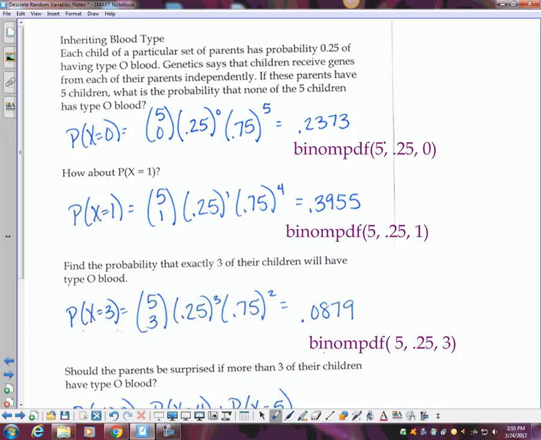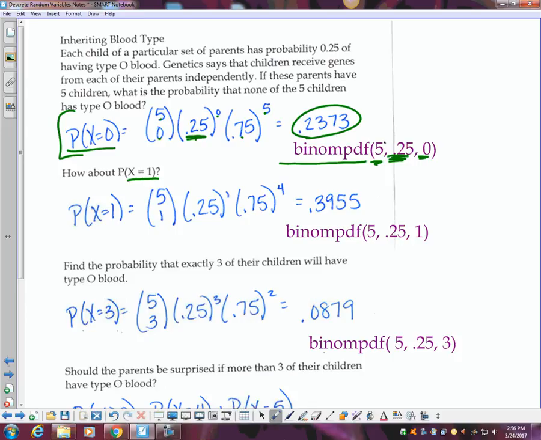If it's a free response, state what you're finding. You would state the formula ahead of this. Then I've got 5 choose 0, the probability of a success, 25% having type O, and I want 0 people to have it, and then the probability of a failure, and I want all 5 to fail. Or I could use binomial PDF: 5 kids, that's 5 trials, 25% chance of success, and I want 0 of them to succeed. You get the same answer.